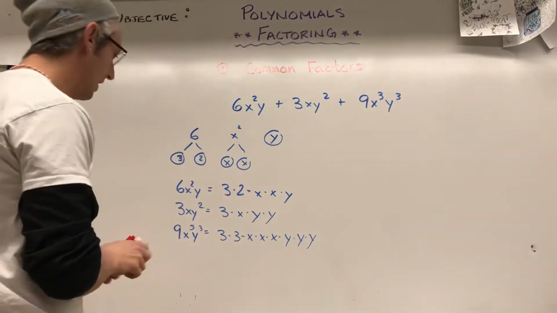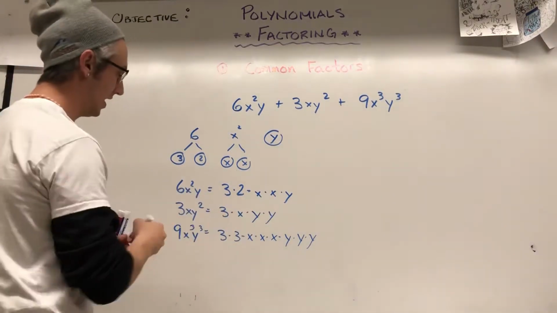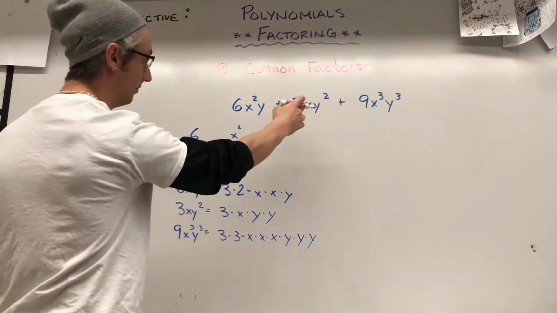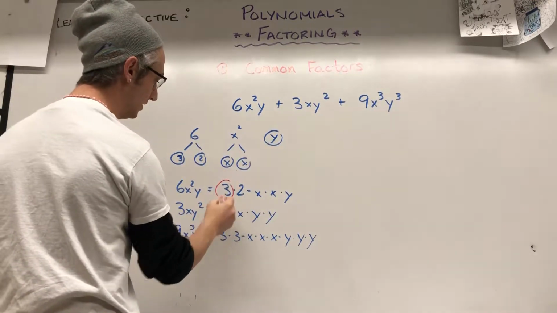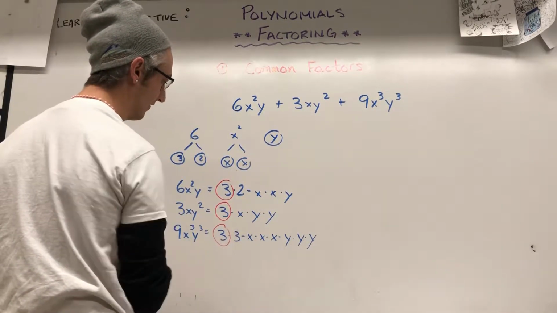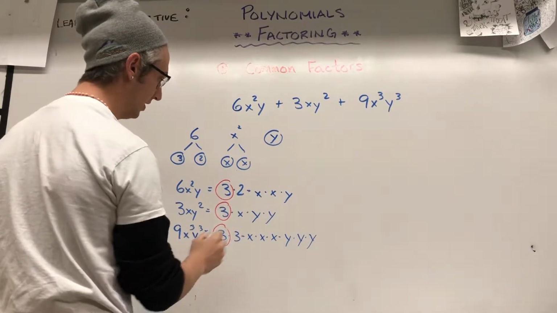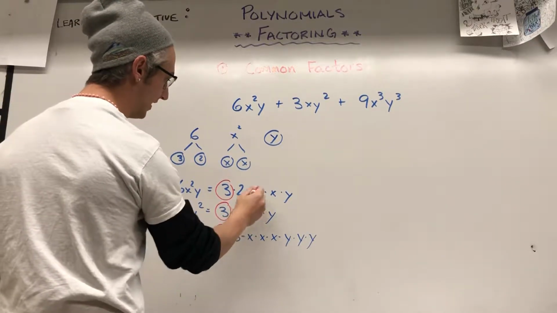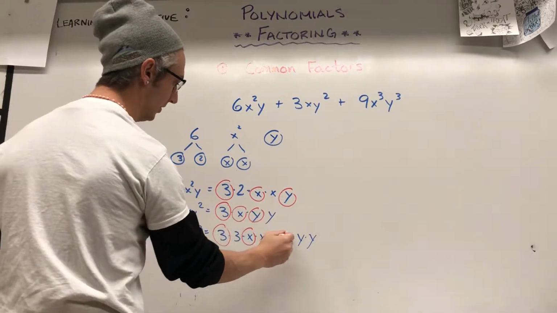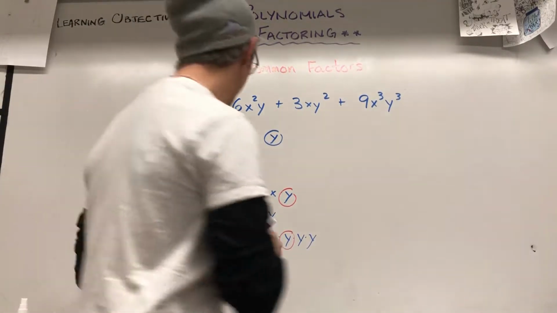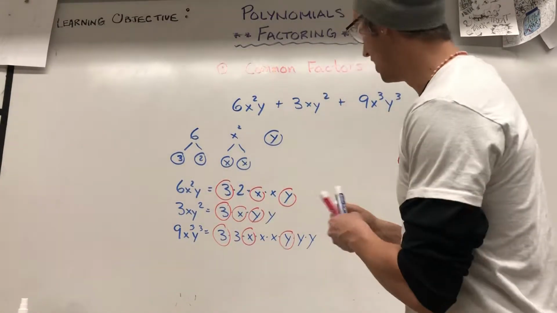And then I look at each broken down expression, and I look for common factors. So they all have a 3 in common, just one 3. There's no 2's in common. They all have at least one x, so they all have one x in common, and they all have at least one y, so they all have one y in common. So I can pull out what they have in common, which is a 3xy.